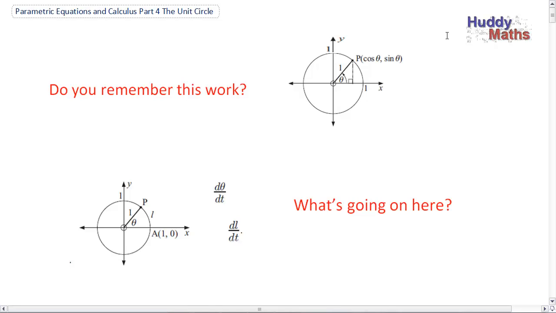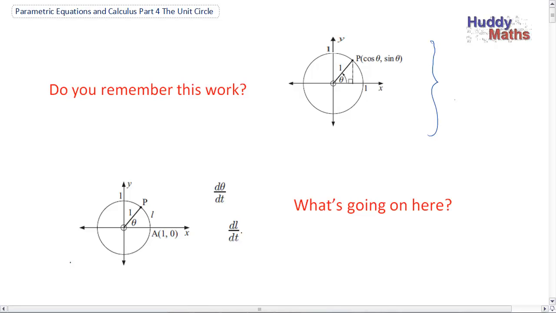Hey, welcome to our next installment with parametric equations. We're going to keep looking at some calculus there, but I've got some questions for you. Do you remember this work up the top here? This work is from the unit circle, goes back right to the preliminary stuff in specialist maths.